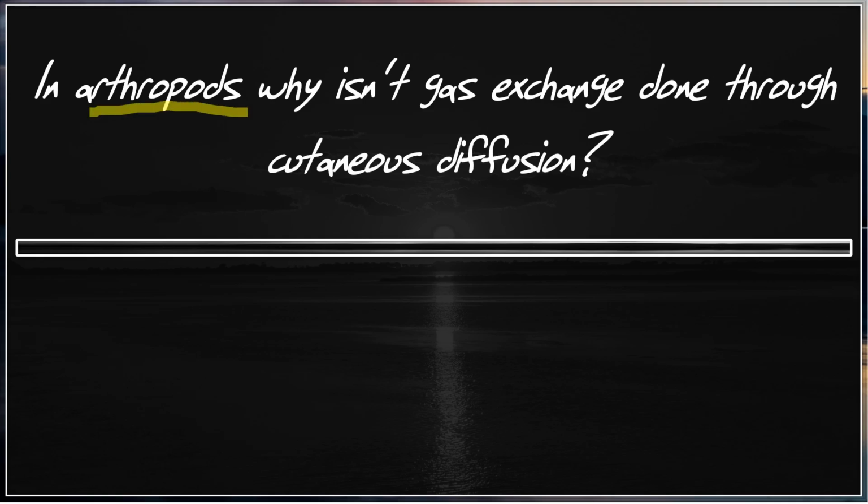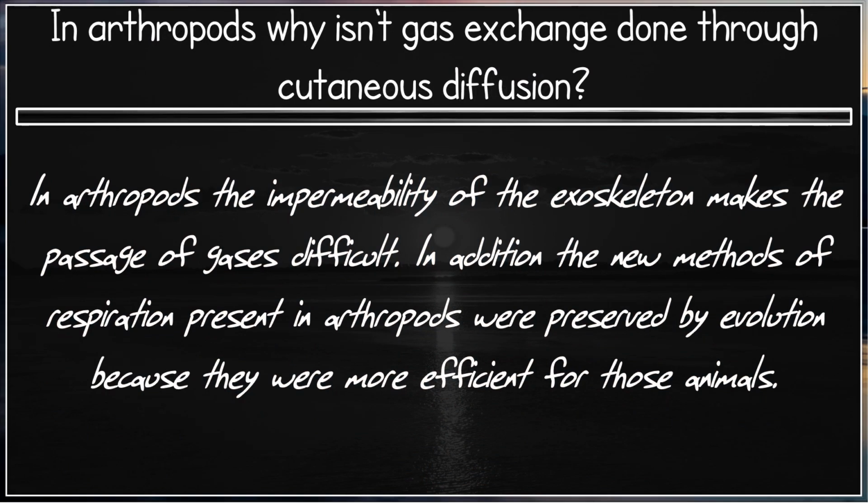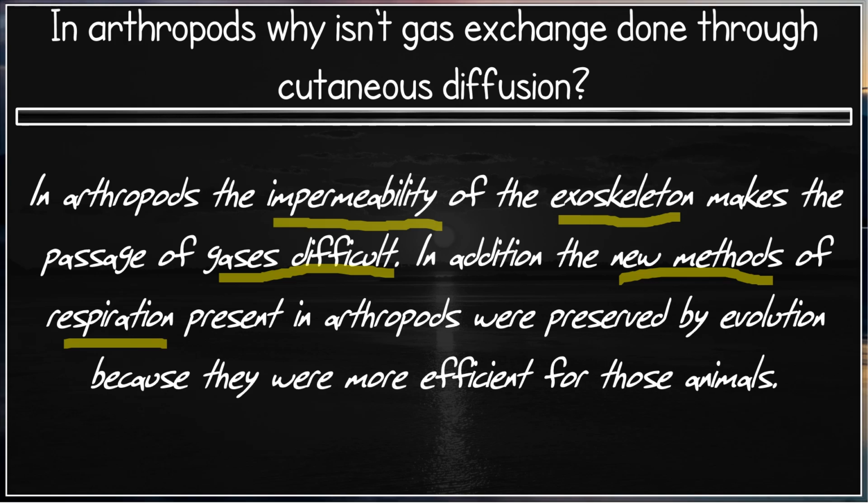In arthropods, why isn't gaseous exchange done through cutaneous diffusion? In arthropods, the impermeability of the exoskeleton makes the passage of gases difficult. In addition, the new methods of respiration present in arthropods were preserved by evolution because they were more efficient for those animals.